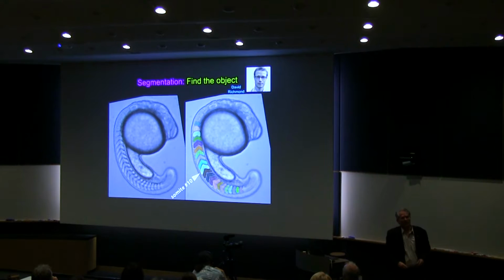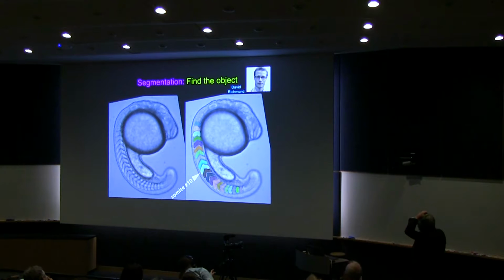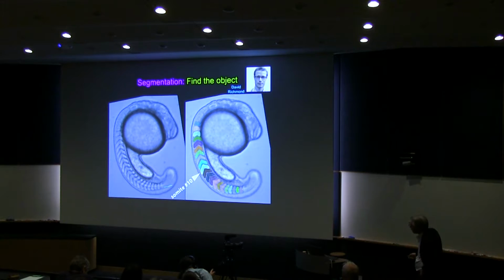I wonder if I should do this bit. So I'm going to get a little bit technical here. Basically there are two problems in computer vision. One is called segmentation. And segmentation is about finding the object. So here's a zebrafish embryo, and it's beginning to form its spine. And so these somites are the individual vertebrae. And the problem that David Richmond faced was to actually segment and find each one of these somites in this DIC image, right? That's a very tricky problem.